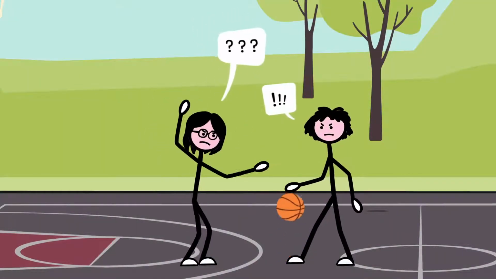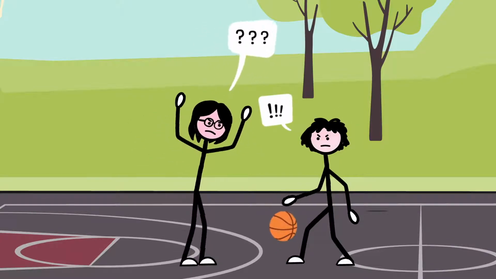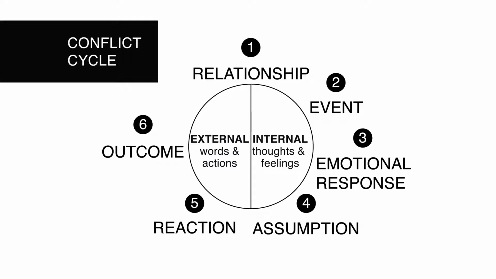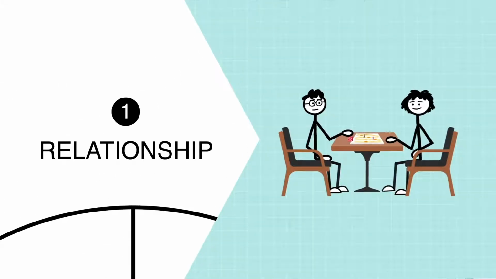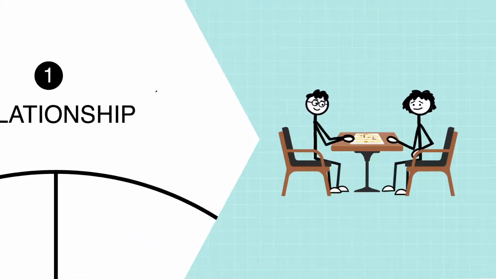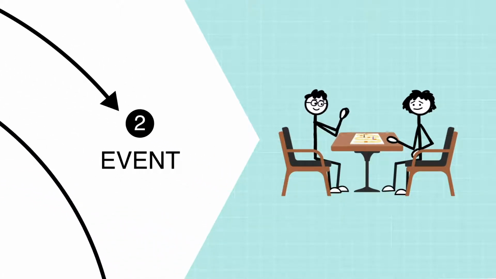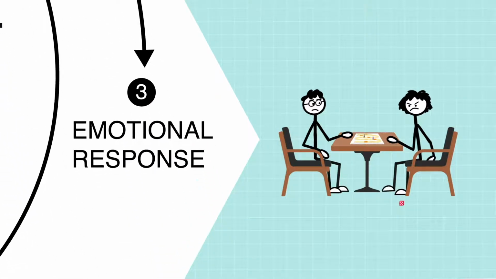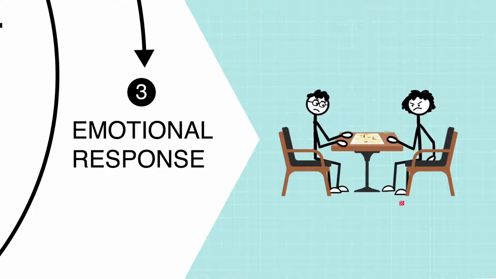Let's look at how a conflict unfolds and strategies for resolving conflicts effectively. First, all conflicts start with a relationship. The closer the relationship, the more potential for conflict. Next, an event occurs. Conflict begins when a trigger or event happens that is inconsistent with the way the relationship is. Following an event is an emotional response, which is an internal response triggered by the event, or in other words, how it made you feel.